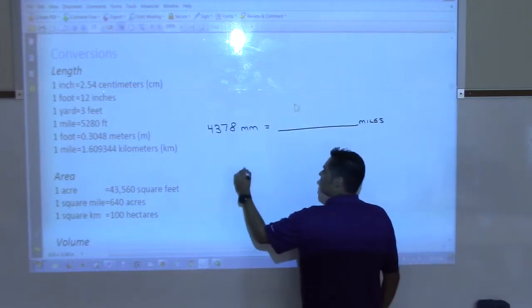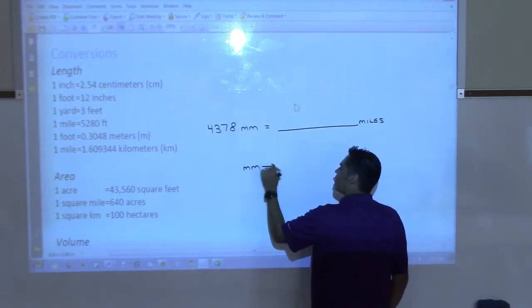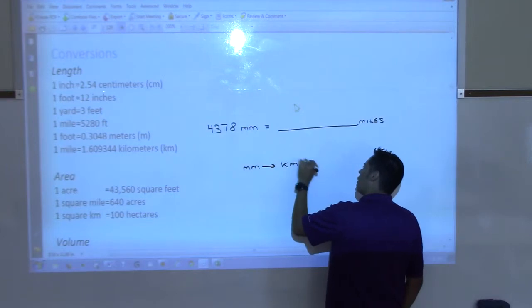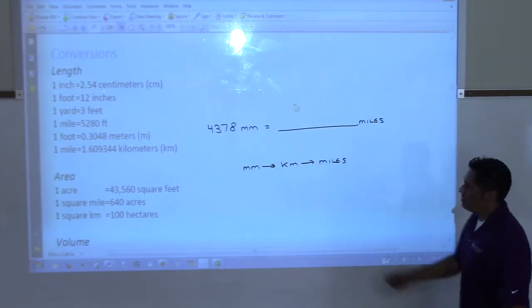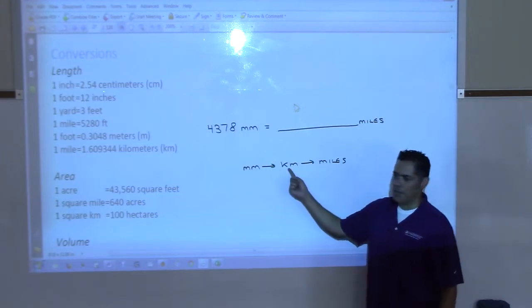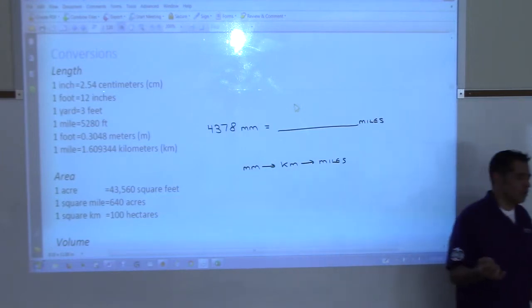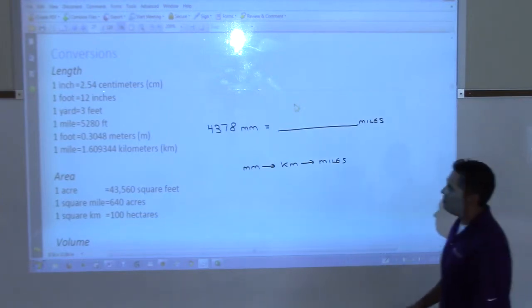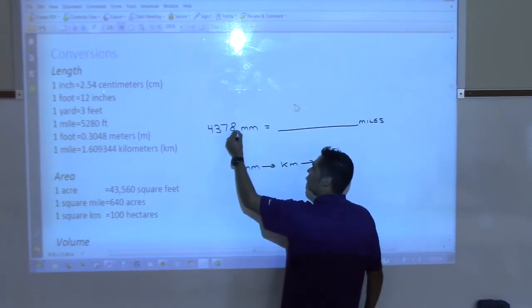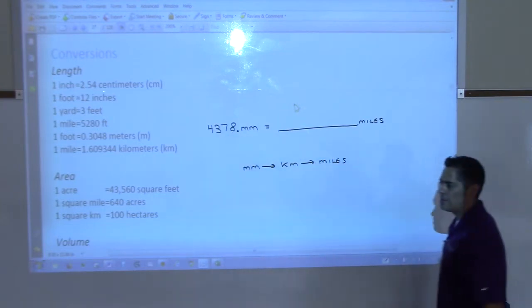You want to go millimeters to kilometers first, and then kilometers to miles, right? Now this first one, millimeters to kilometers, that's an easy conversion, isn't it? Because that's just moving your decimal point. So how would we do that, millimeters to kilometers? We're going to take this decimal point and move it which direction, how many times?